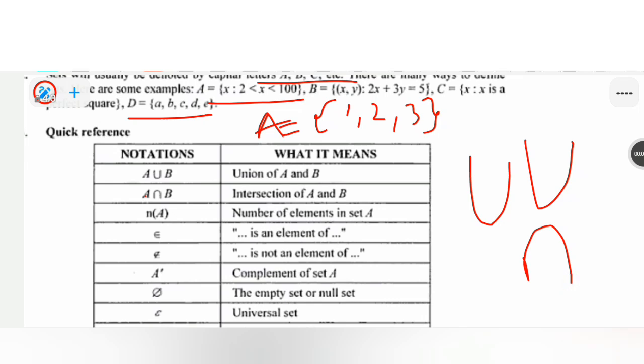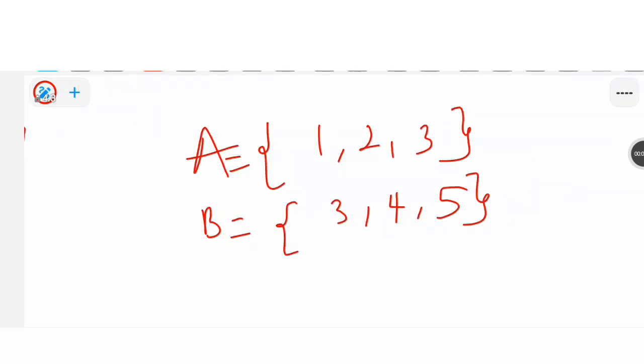So A union B, this symbol here, means the union of A and B. It means put the elements of A and B together without repeating any element twice. Intersection means what they have in common. For example, if you have sets A and B like this, set A is 1, 2, 3, while set B is 3, 4, 5.